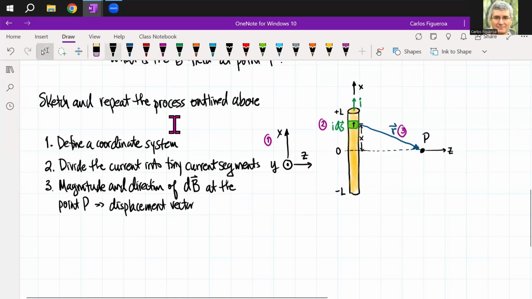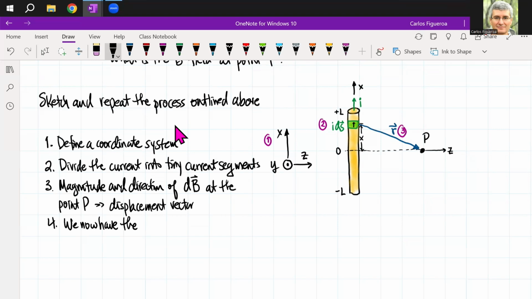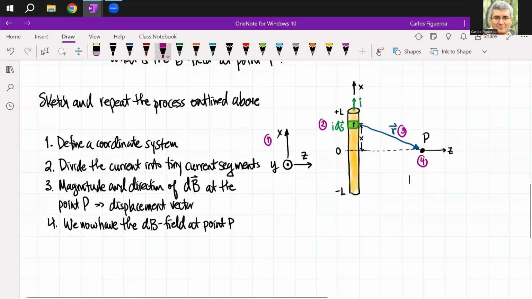And then finally, at that fourth point, we now have the little dB field at point P. So that means at this point, we now have what that magnetic field is at point 4. So now what I'd like to do is get into the details.